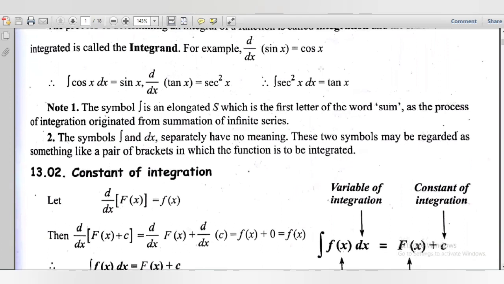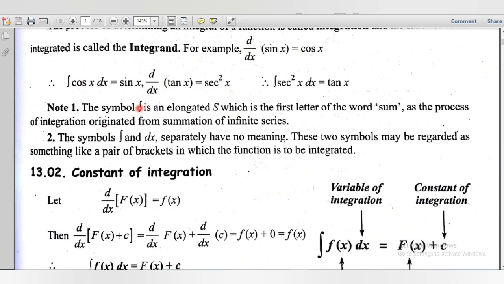Symbolically we can write it this way: the integration of cos x with respect to x is equal to sin x. And similarly, if the derivative of tan x with respect to x is sec square x, then the integration of sec square x dx is equal to tan x.